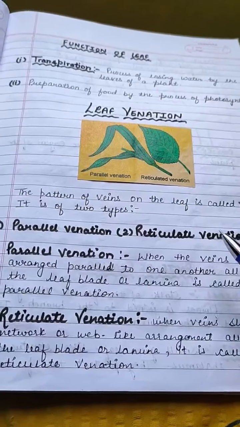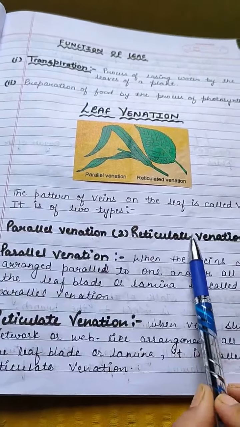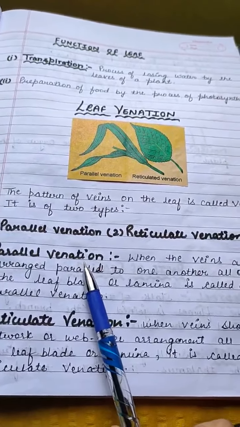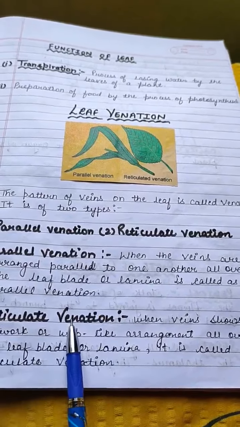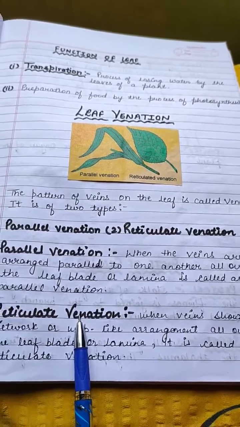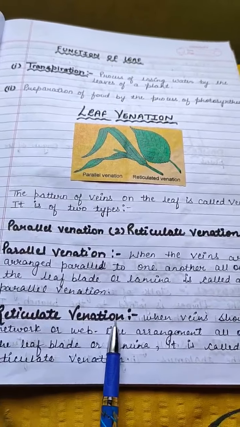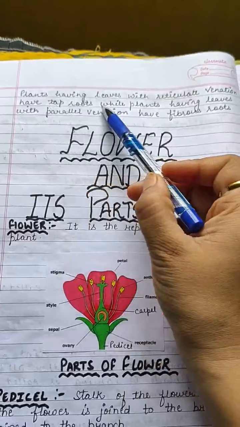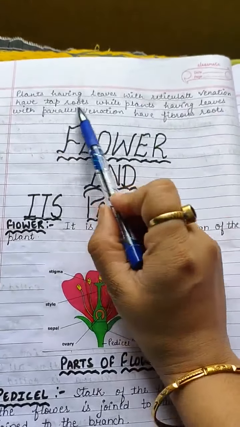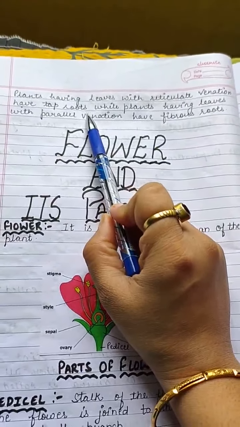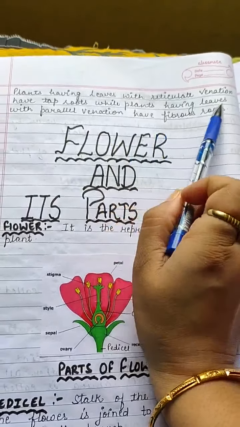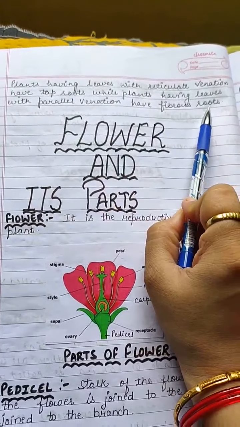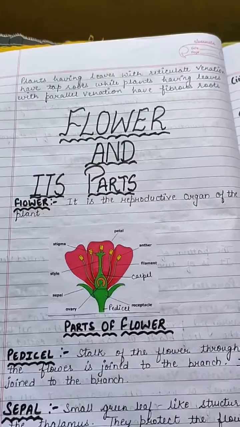So there are two types of venation: parallel venation and reticulate venation. When the veins are arranged parallel to one another, it is known as parallel venation, and when the veins show a web-like arrangement all over the leaf blade, it is known as reticulate venation. Plants having leaves with reticulate venation have tap roots, while the plants having leaves with parallel venation have fibrous roots.